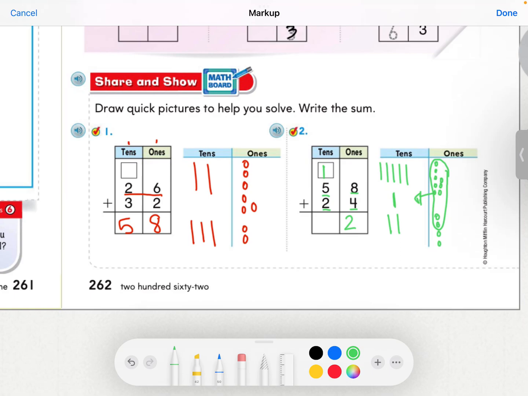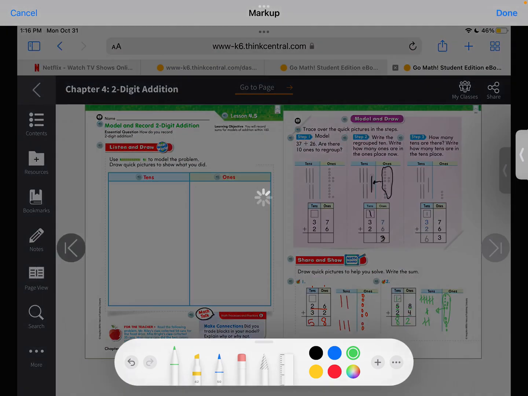Now it's time for me to count my tens, and I can count 1, 2, 3, 4, 5, 6, 7, 8, or I could say 5 plus 1 is 6, 6 plus 2 is 8. Oops, and I wrote 6, sorry friends. 6 plus 2 is 8. So my answer is 82. My picture and my math sentence both match each other.